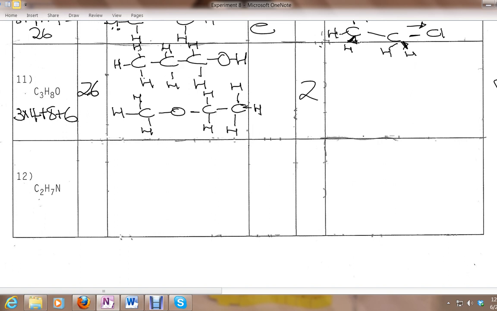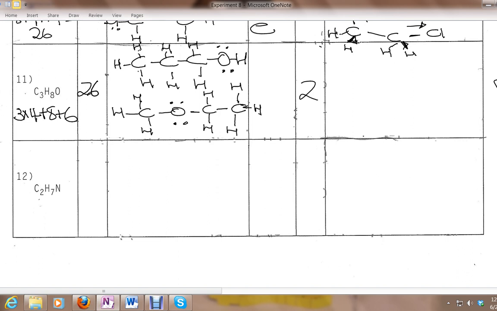1, 2, 1, 2, 3, 4, 5, 6, 7, 8, 9, 10, 11 bonds, which is 22. So 26 minus 22 is 4. We need 4. Let's put lone pairs on the oxygen. Hydrogen cannot have them, and carbon doesn't need them, because beside carbon we put all the 4 bonds. So we have these two. How about this one? We have the same, so we need to put them here too. 1, 2, 3, the same number of bonds. 1, 2, 3, 4, 5, 6, 7, 8, 9, 10, 11, 22.